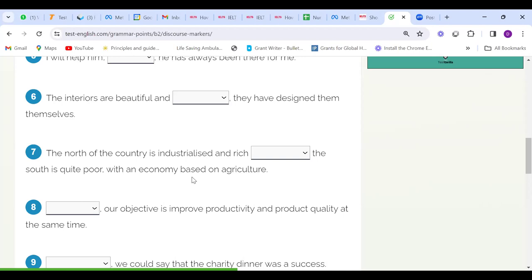Let me read that again. The north of the country is industrialized and rich. Dash, the south is quite poor with an economy based on agriculture. What do you think the discourse marker here should be? Should it be on the whole, or whereas, or furthermore? Please type the correct answer for question seven into the chat.